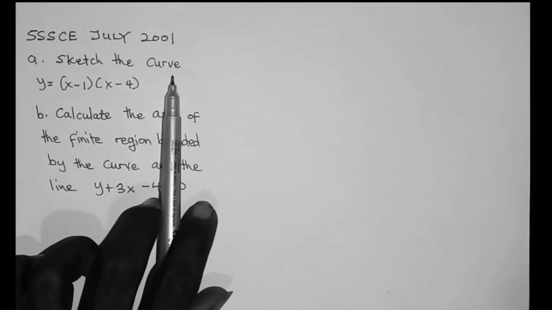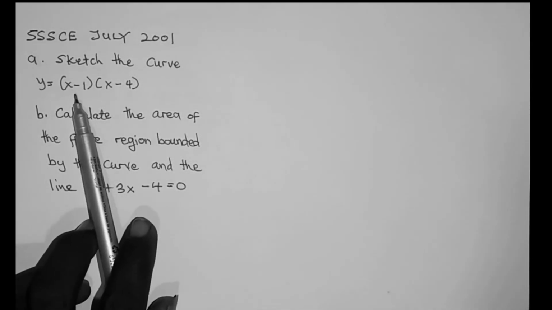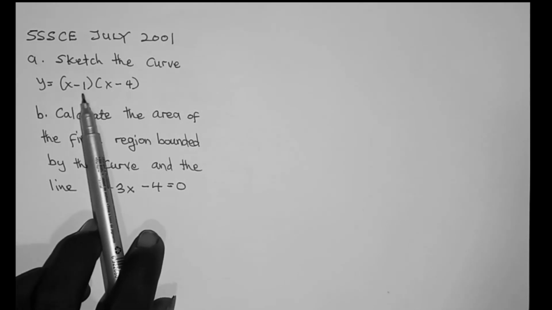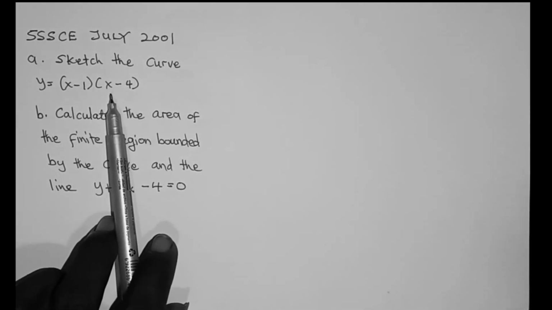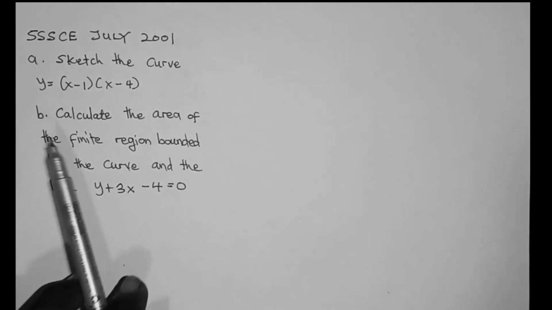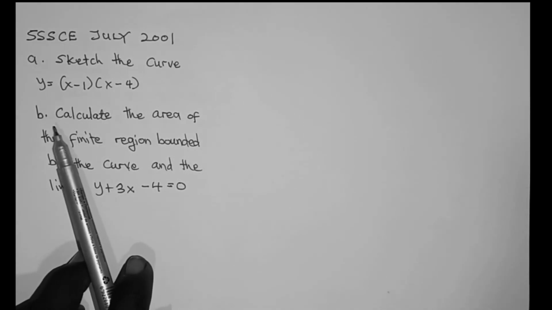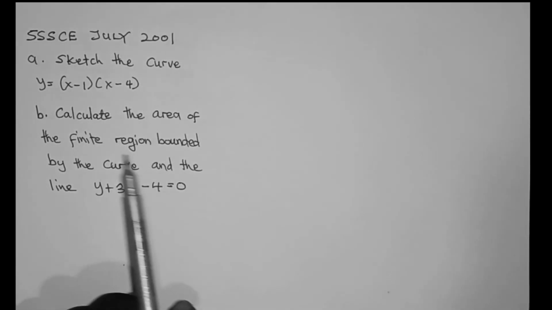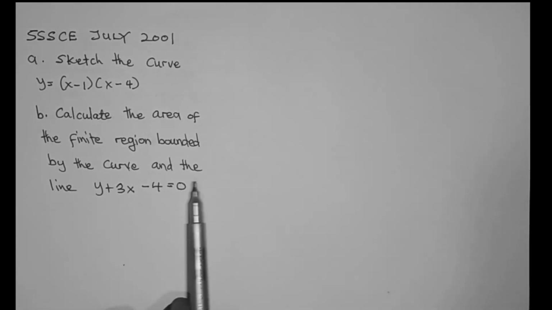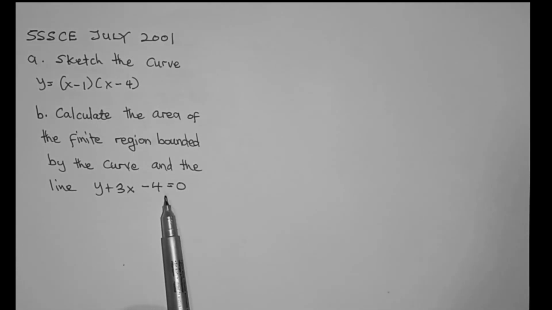Sketch the curve y equals (x minus 1)(x minus 4). And then the B part: calculate the area of the finite region bounded by the curve and the line y plus 3x minus 4 equals 0.